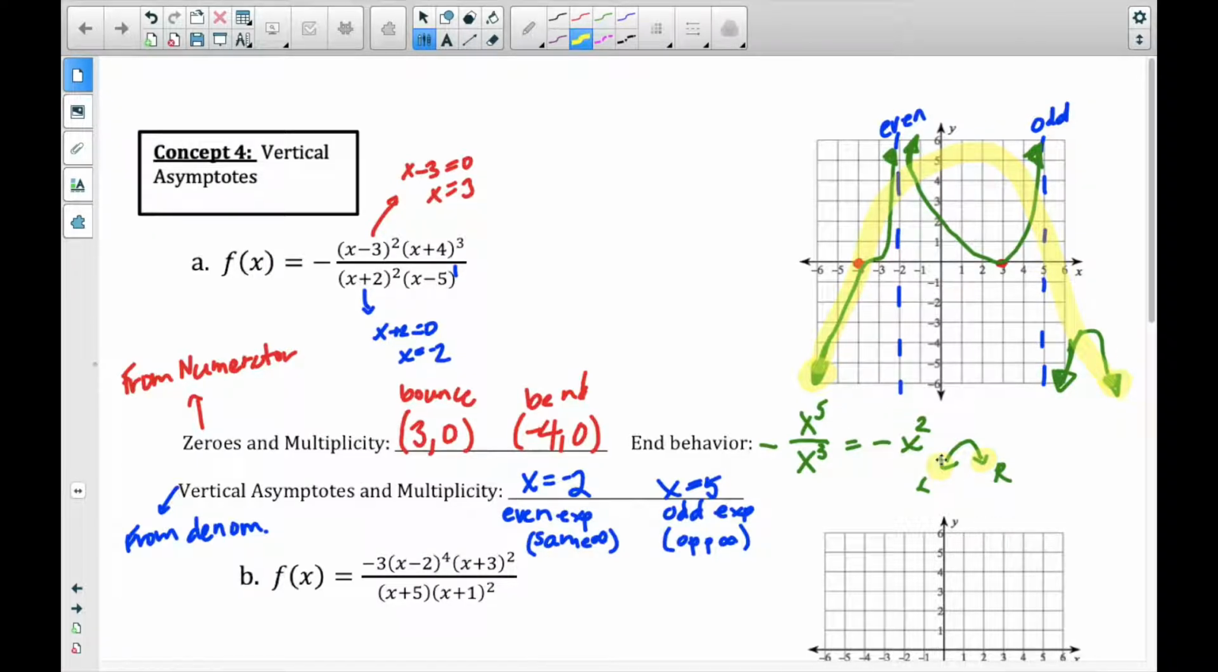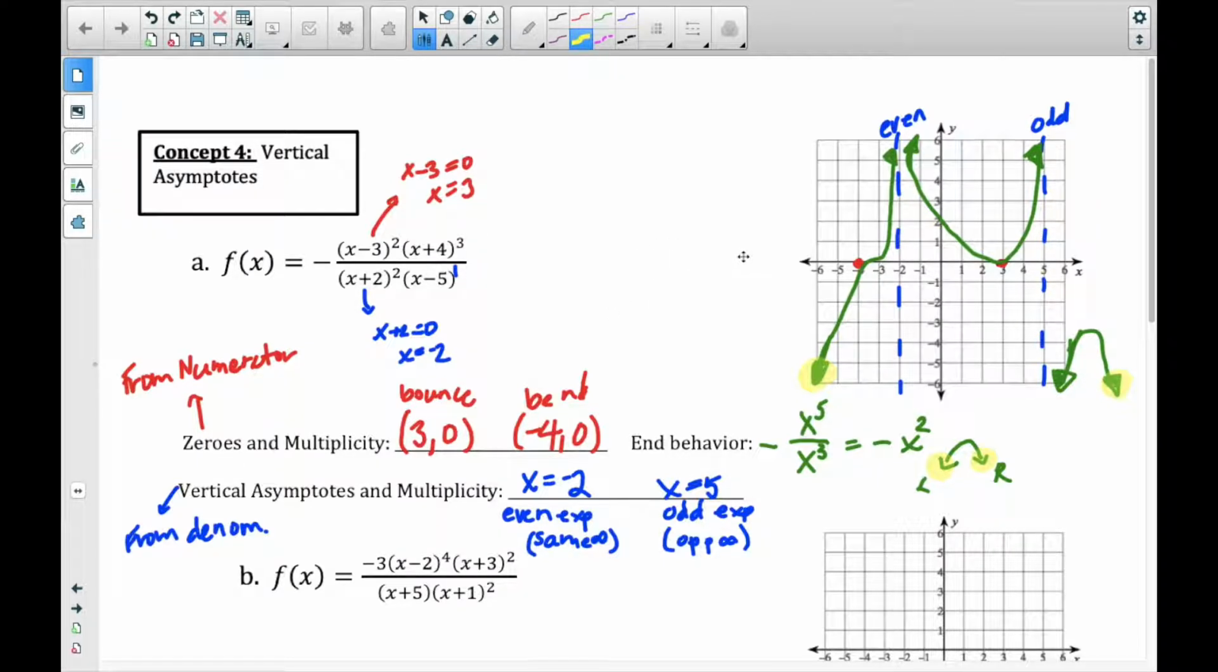Now, don't draw this because I've got a highlighter here, but the shape of my graph is essentially that upside down parabola. It's not. It has a bunch of other stuff going on. That's why it's called end behavior. It's not middle behavior. It is end behavior. Okay, that is all I need on this graph.